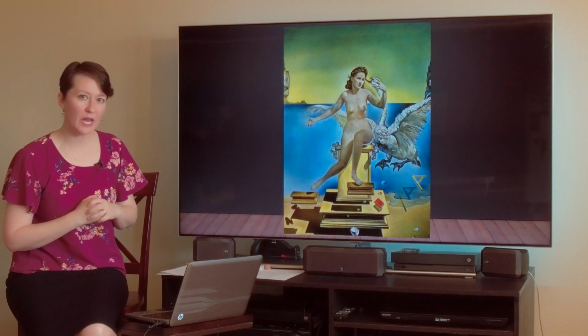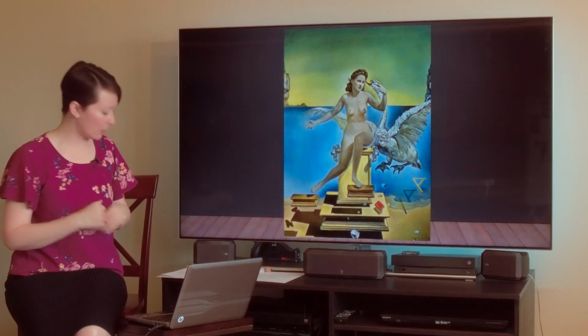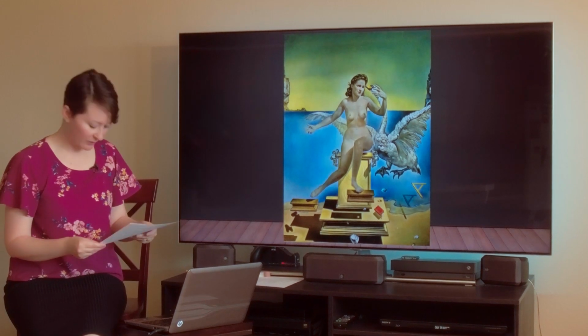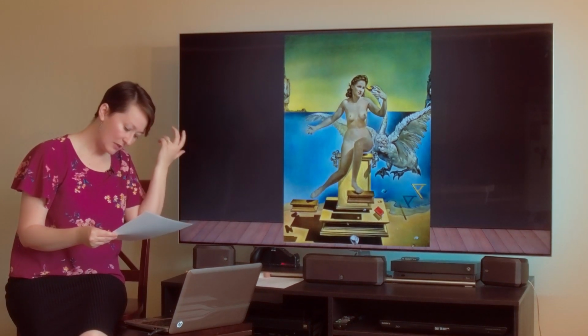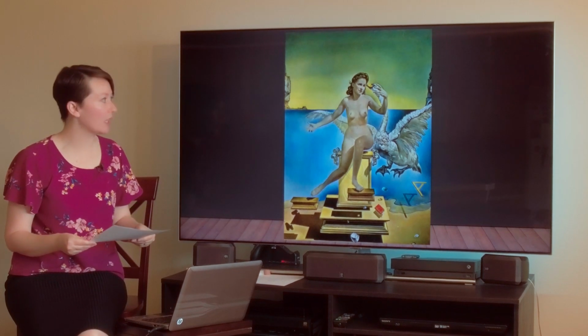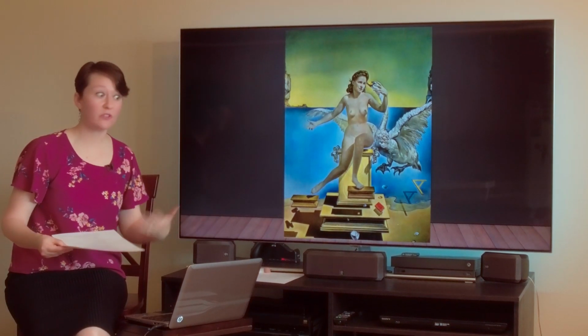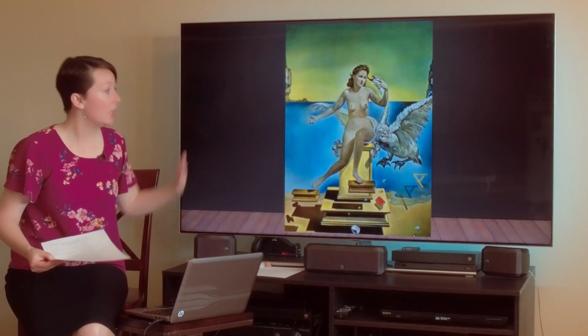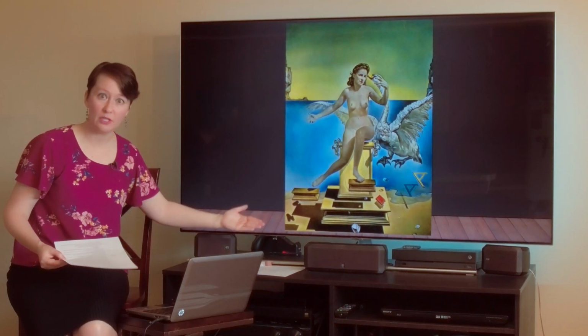Can you look at this painting and guess who the artist is? If you said Salvador Dali, you would be correct. This is his painting, Leda Atomica from 1949. And because you know the story of Leda and the Swan and you've seen it depicted a few times now, you're able to read this particular painting.